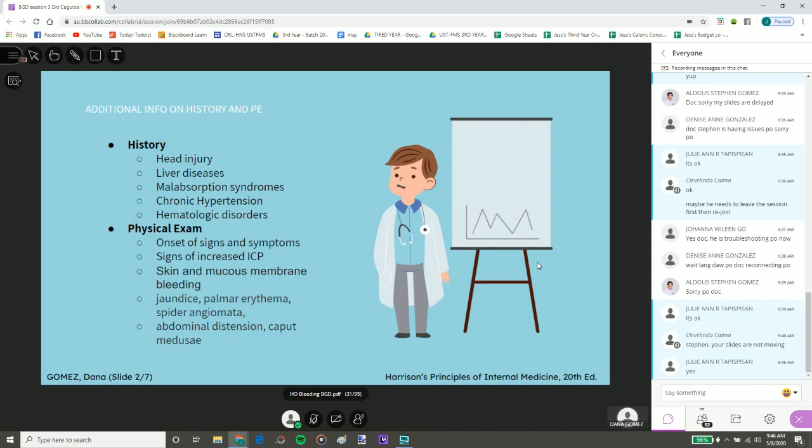History of chronic hypertension, which is the most common cause of hemorrhagic stroke. The reason for this is that high blood pressure can cause thin-walled arteries to rupture, releasing blood into the brain parenchyma. History of hematologic disorder should also be asked. Examples would be leukemia, aplastic anemia, or thrombocytopenic purpura, which can present as multiple intracerebral hemorrhages.